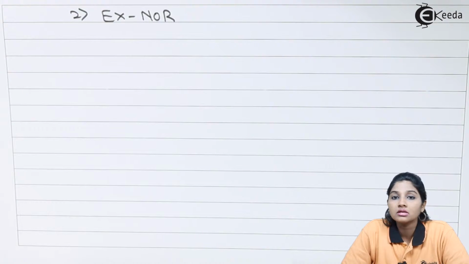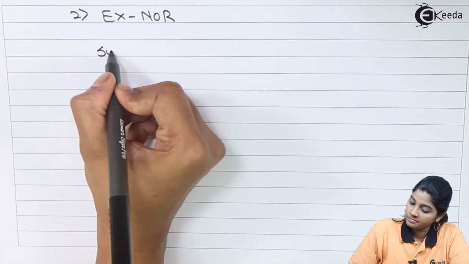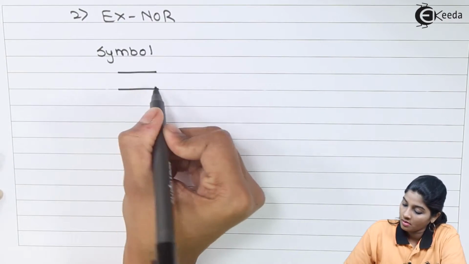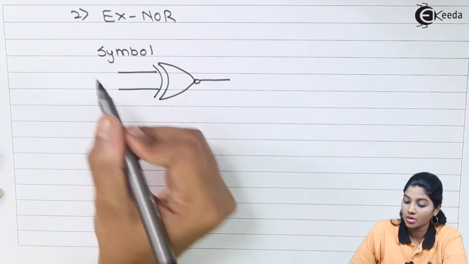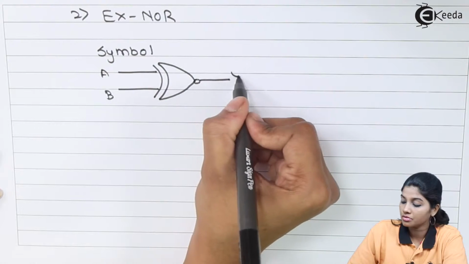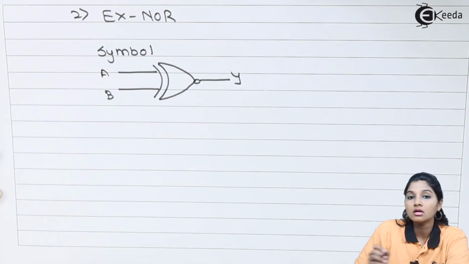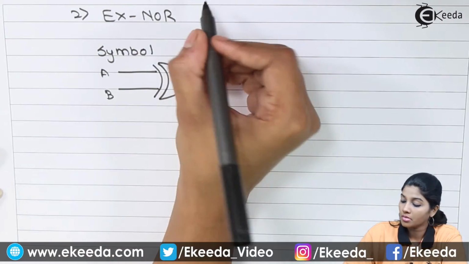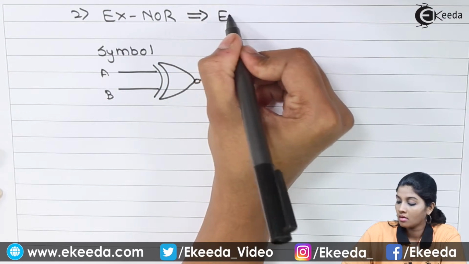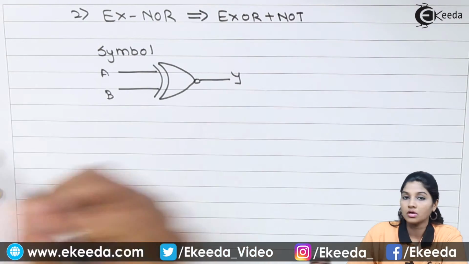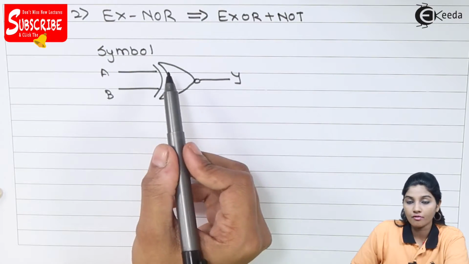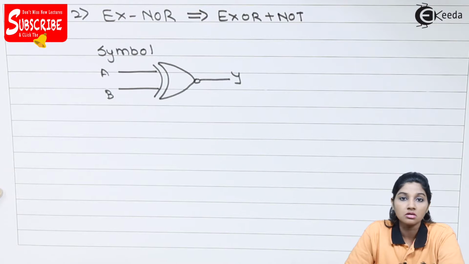The XNOR gate is nothing but the exclusive NOR gate. The symbol of XNOR gate is given by the XOR symbol along with a bubble. So A, B are the two inputs, and the output becomes Y. Here we can say XNOR is nothing but XOR plus NOT gate. So we will first draw the symbol of XOR and then the bubble represents the NOT gate.